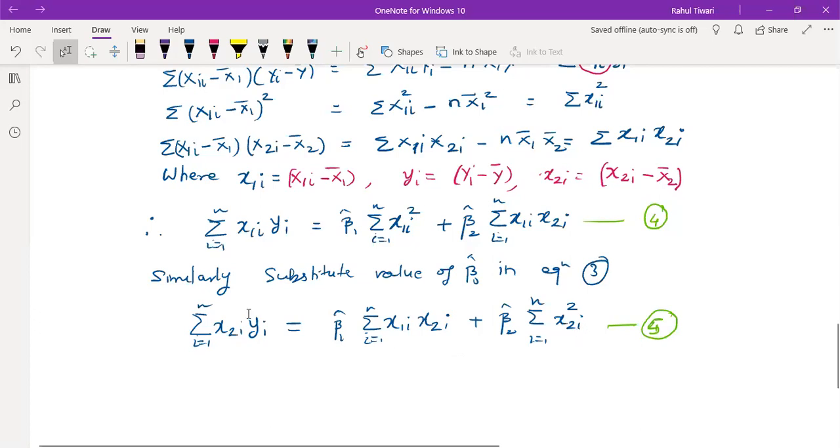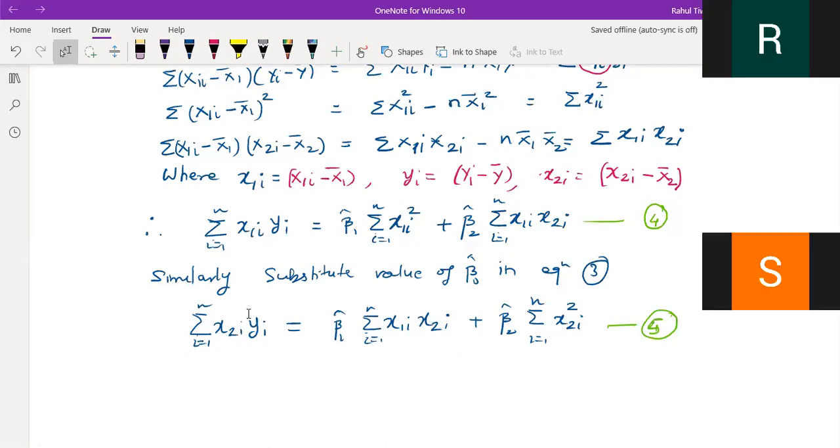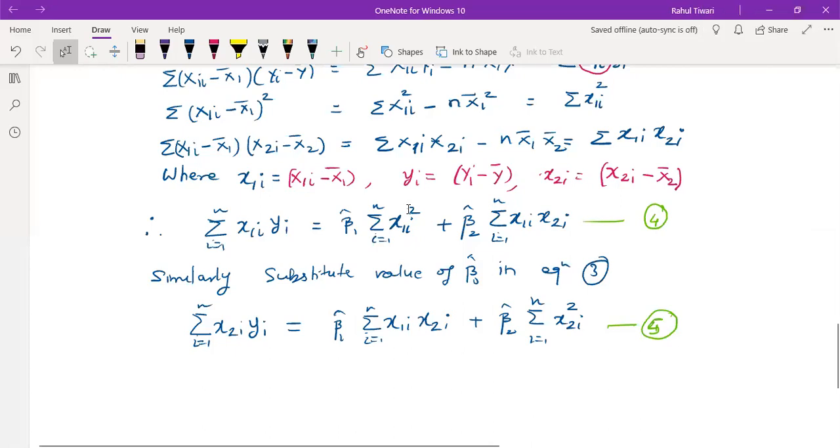Can anyone tell? Can we simplify equation number 4 and 5 and get the value of, since we already have beta naught, we need to get the estimate of beta 1 and beta 2. Yes, what we will do here, you can see in beta 1 hat we have summation x1i square, right? And here we have summation x1i and x2i.